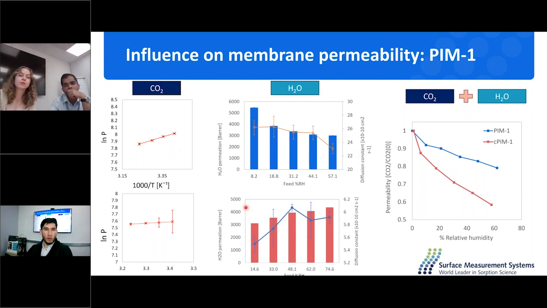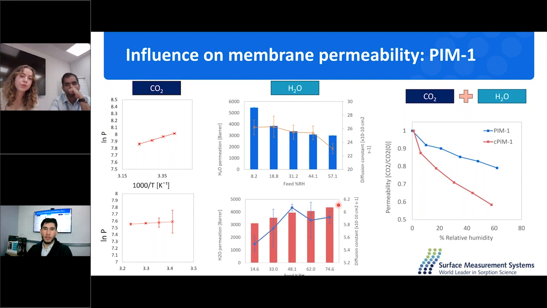When we look at pure water permeability as a function of relative humidity, we see a different behavior in the case of the two polymers. In the case of the regular PIM1, permeability of water decreases as humidity is increased, while in CPIM1, the permeability actually starts to increase as humidity is being introduced. There is some theory of why this is the case, in particular with the hydrophobicity and the swelling of the membrane in the case of the CPIM1.